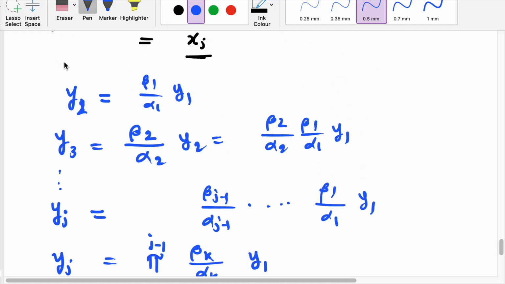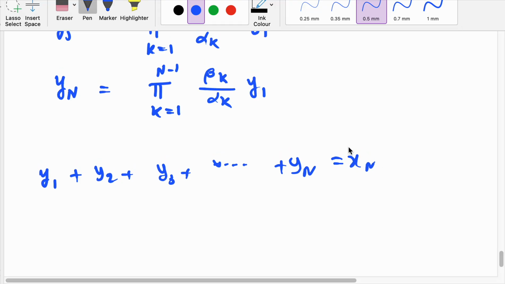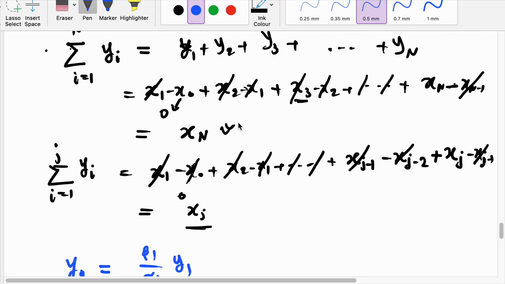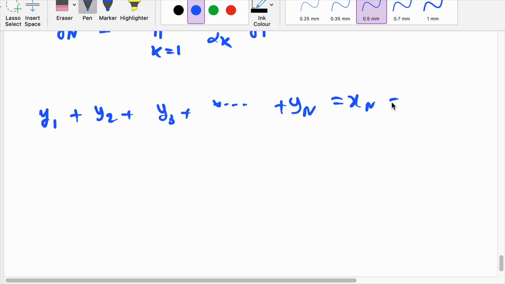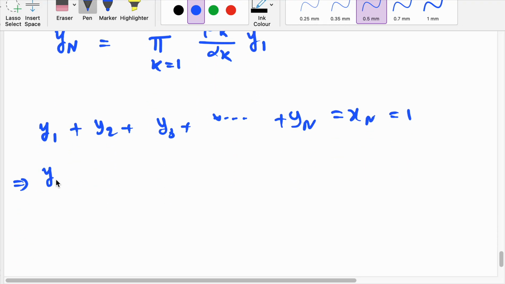Now if I sum all these numbers, what will I get? I will get y1 plus y2 plus y3 plus dot dot dot yn. This should be xn, and we previously calculated that xn is 1. If I put these values here, what will I get? If we take y1 common, then we get 1 plus, with j equal to 1 to 1, meaning only one term.